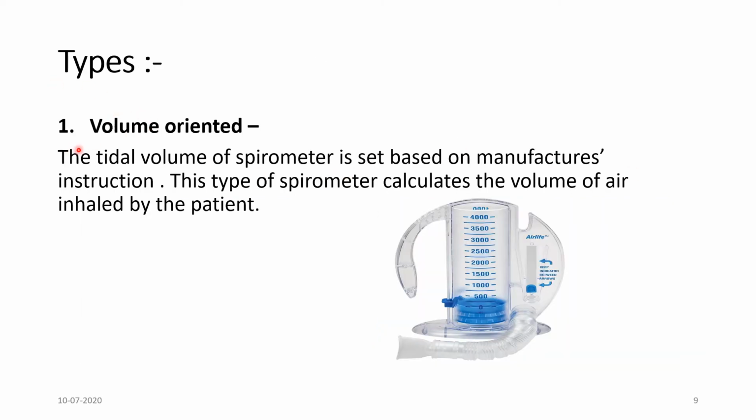Types of spirometer: there are two types, volume oriented and the flow spirometer. In volume oriented, the tidal volume of the spirometer is set based on the manufacturer's instructions. This type of spirometer calculates the volume of air inhaled by a patient, so there is no need to calculate the inspiratory volume. It can be preset and pre-mentioned in the spirometer.